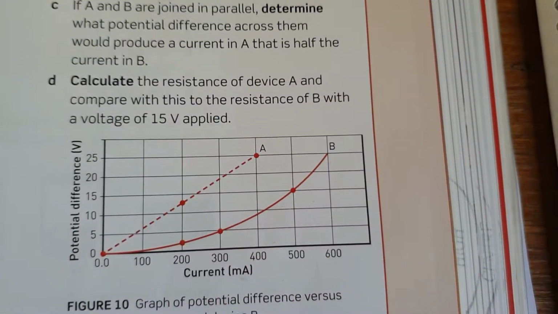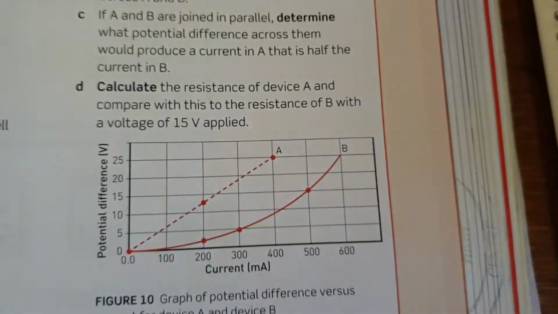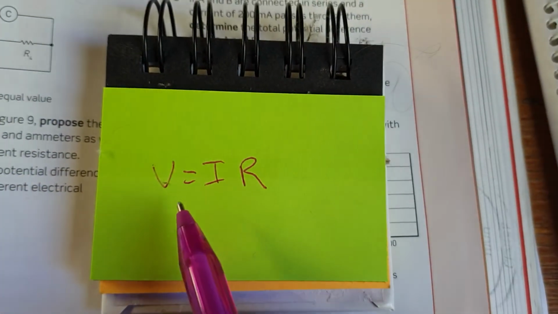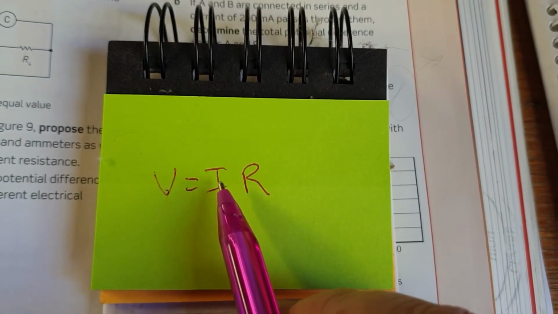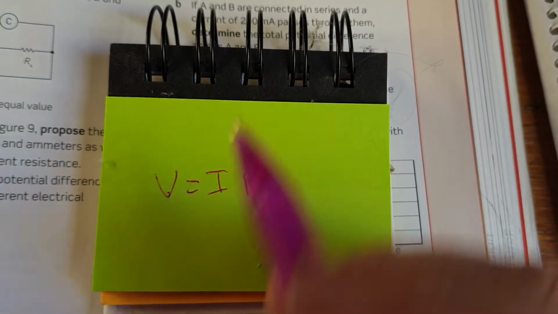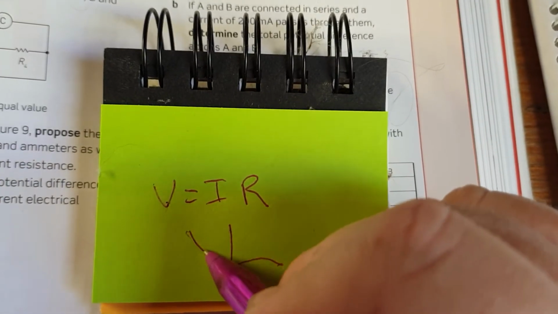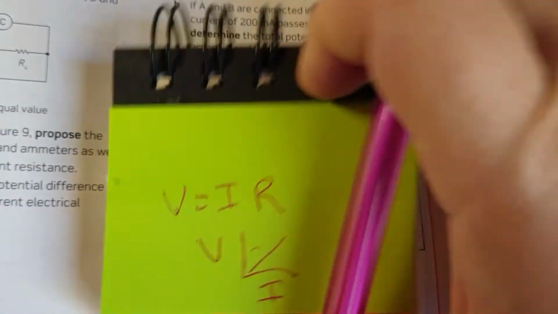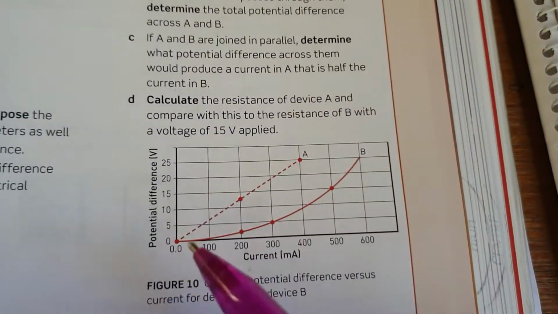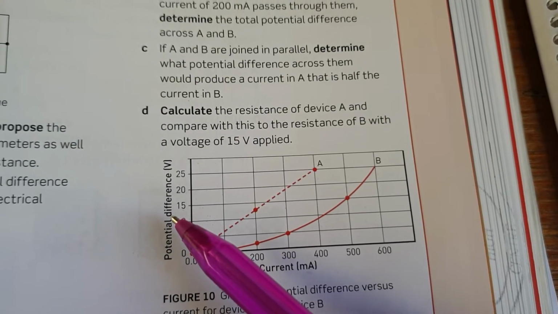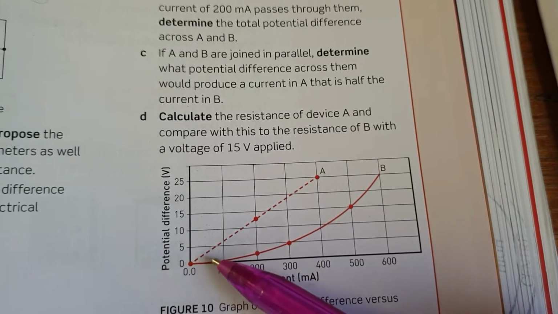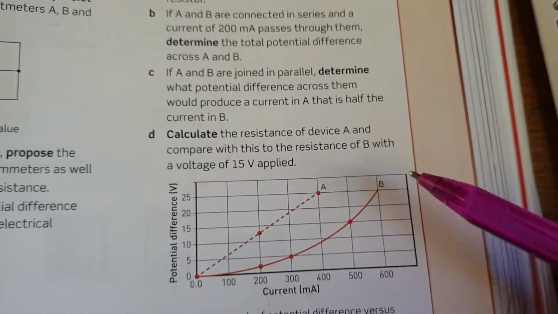So if you remember, your Ohm's law is V equals IR. So that means that V is directly proportional to I. If it's directly proportional, when you graph them, you're going to get a straight line. So for an ohmic device, you will get a straight line because V is directly proportional to I. So A is ohmic. B is not a straight line, so it's non-ohmic. That's pretty straightforward.